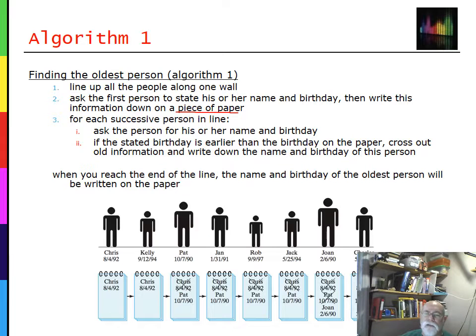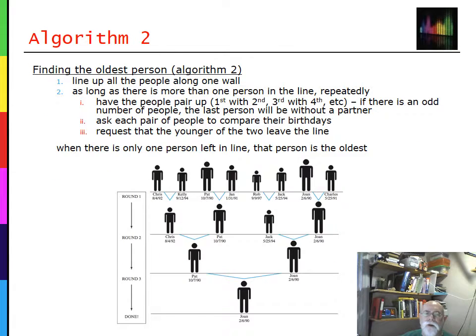You continue doing this until you get to the end of the line. And when you get to the end of the line, the person whose name and birthday you last wrote down is the oldest person. Simple, straightforward method of solving that problem.